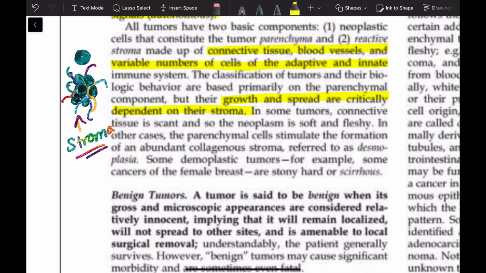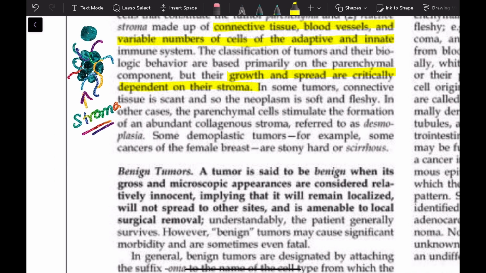In some tumors, connective tissue is scant, and so the neoplasm is soft and fleshy. In other cases, parenchymal cells stimulate the formation of abundant collagenous stroma, referred to as desmoplasia. Some desmoplastic tumors, for example some cancers of the female breast, are stony hard.